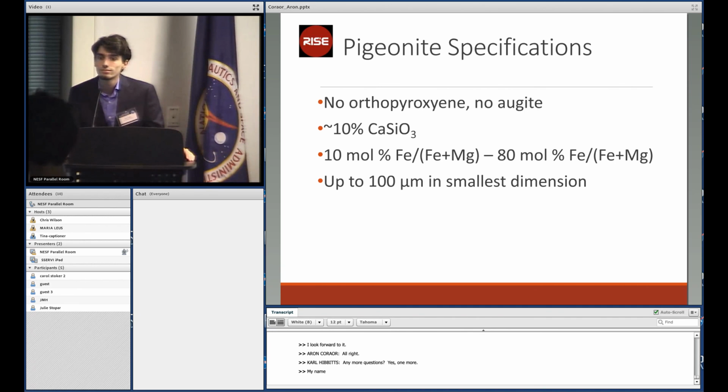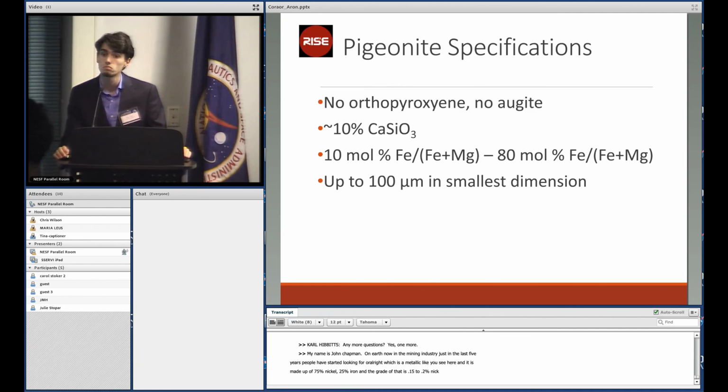On Earth now in the mining industry, just in the last 5 years, people have started looking for awaruite, which is metallic globules like you see here in the plagioclase, and it's made up of 75% nickel, 25% iron. And the grade of that is 0.15 to 0.2% nickel in the rock. And some of the big mining companies now are doing feasibility studies on actually mining those and separating the awaruite alloy using just magnetics. It's quite a game changer, and it's well worth watching. That's very interesting.